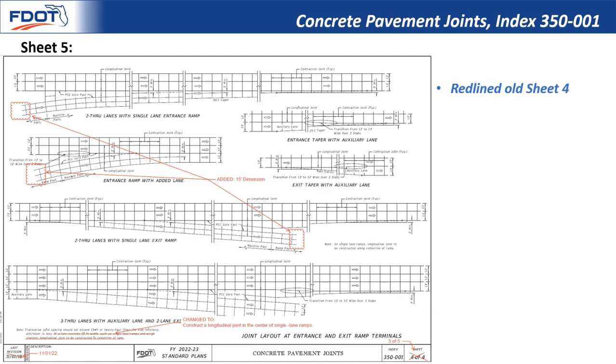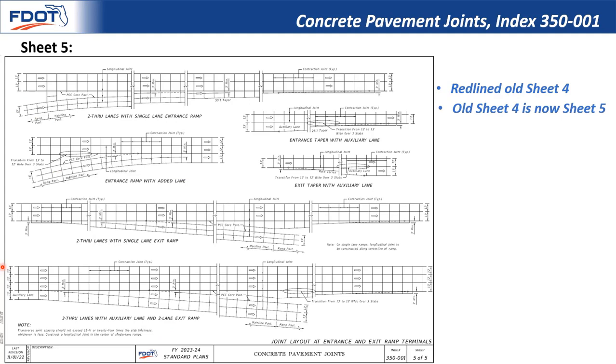Here is the red line of the old Sheet 4, which is now the new Sheet 5. I changed a note and added a new 15-foot dimension to the 2 through lane details. And here is the new Sheet 5.